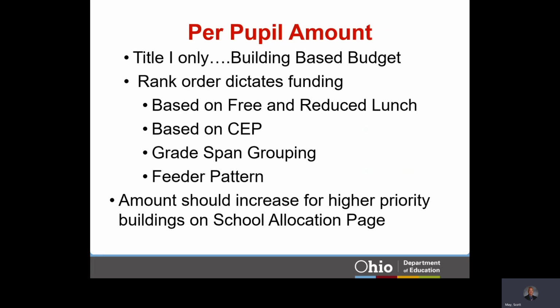Districts have this option unless they have a building who has a poverty level of 75%. Buildings with a 75% or higher poverty level must be ranked above grade span ranking. When calculating the PPA amount, the amount decreases as you move down the building rank order. A building below another building may be equal to, but cannot have a higher PPA amount than the building above them. We will talk more about this when we begin to work on Title I funding application.